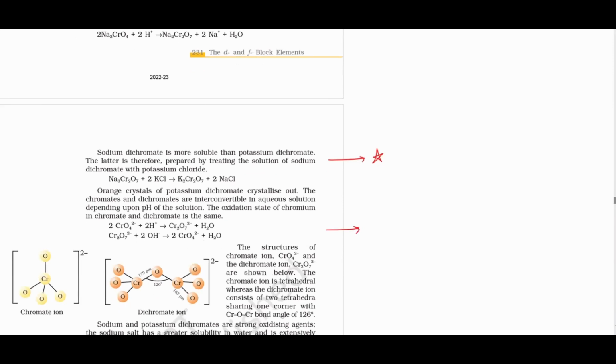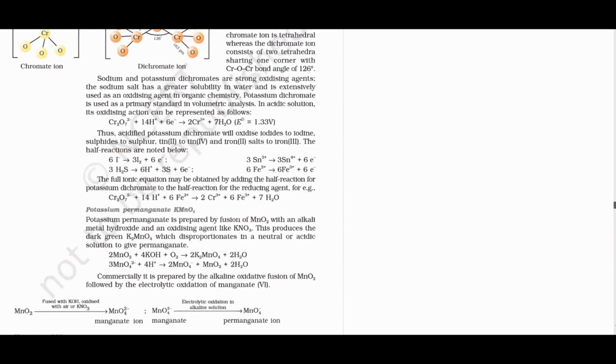Then this particular part can be asked as the pH dependence of chromate-dichromate equilibrium. That means how do they interconvert on changing pH? What happens in acidic and basic medium? The next important part is knowing the structures. Structures of both dichromate and chromate ion. Then this reaction, this is what happens to dichromate in acidic medium. It changes from dichromate to chromium ion.